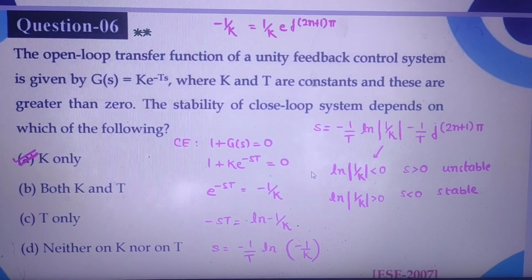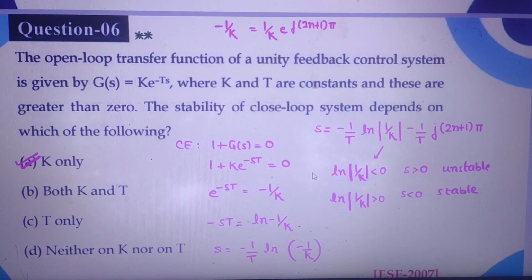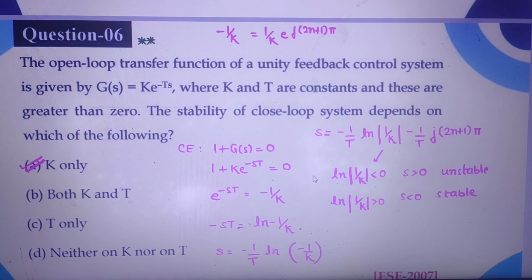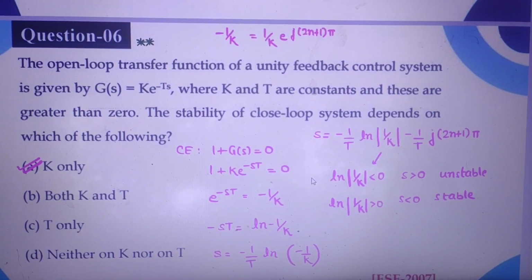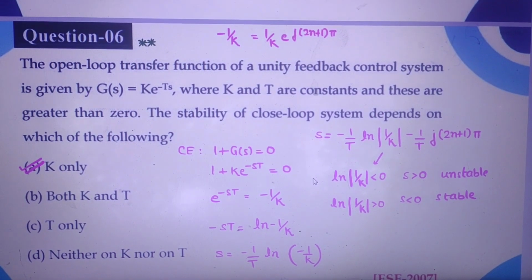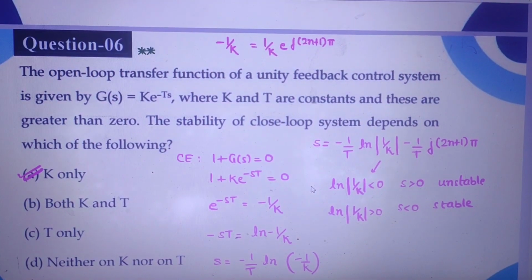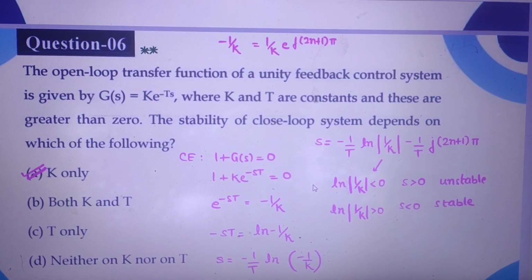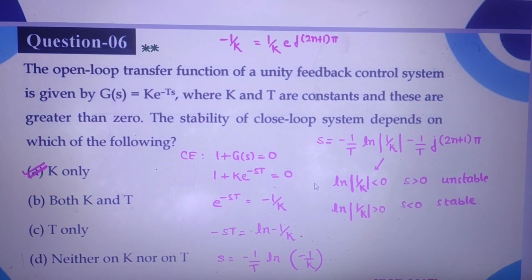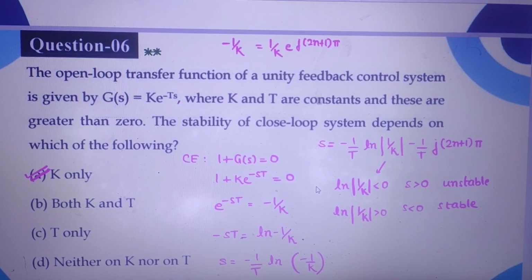The open loop transfer function of a unity feedback control system is given as G(s) equals K into e power minus Ts, where K and T are constants and these are greater than 0. He is asking about the stability of a closed loop system. A, which depends upon K, B, both K and T, C, T, D, neither.